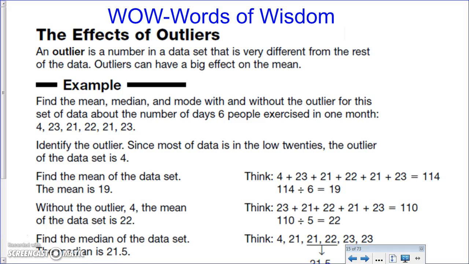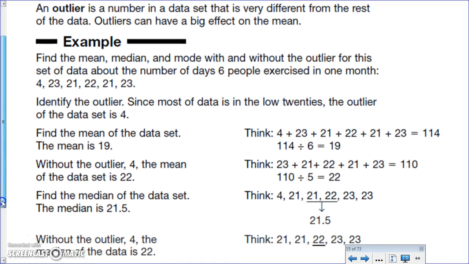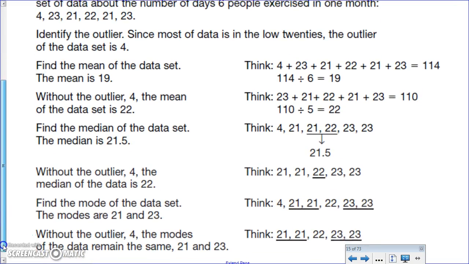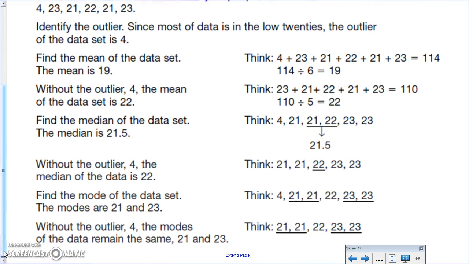First, identify the outlier. Since most of the data is in the low 20s, the outlier of the data set is 4. Next, find the mean of the data set. So they added 4 plus 23 plus 21 plus 22 plus 21 plus 23 equals 114. 114 divided by 6 equals 19. So the average or the mean is 19.